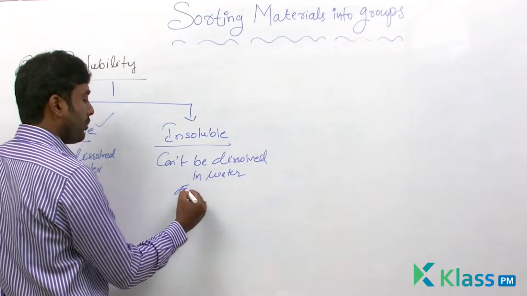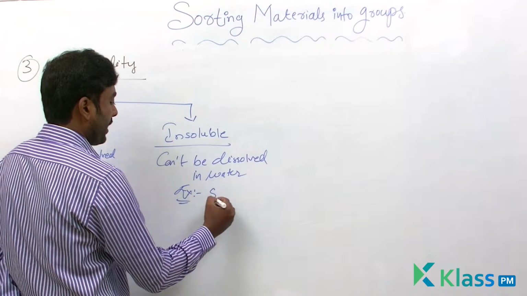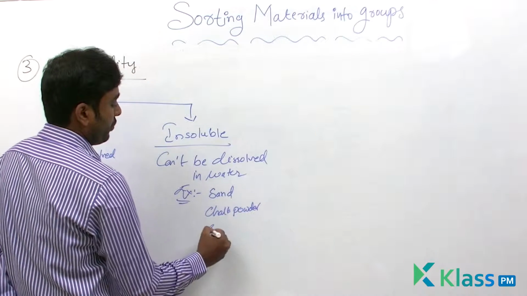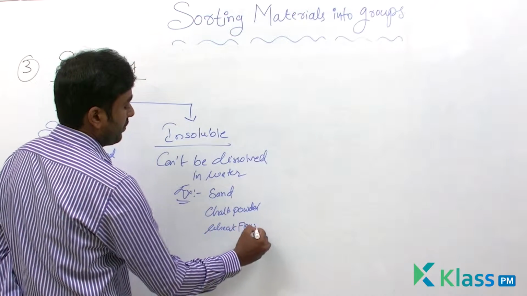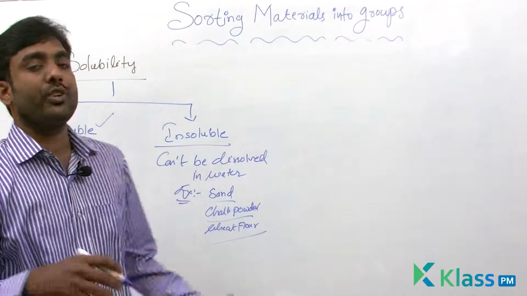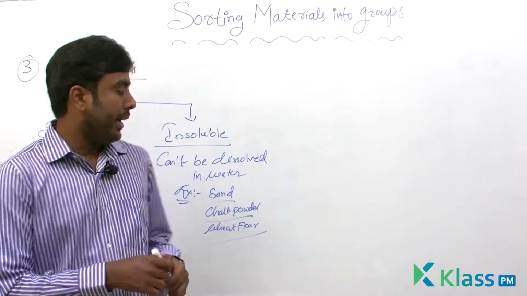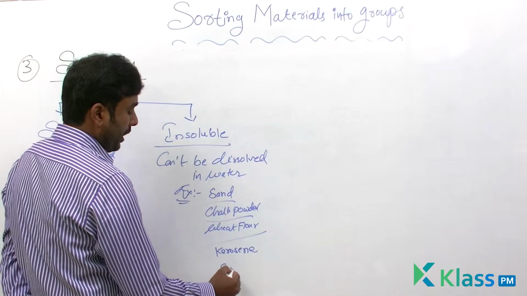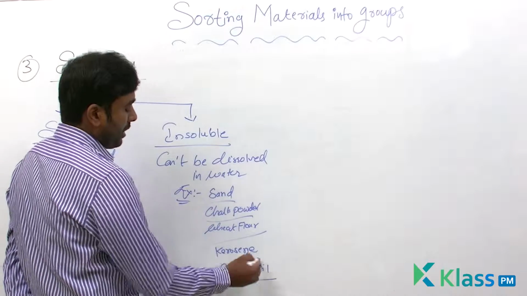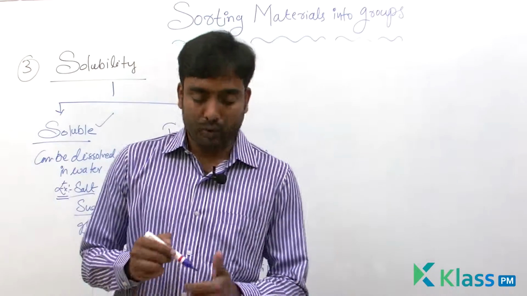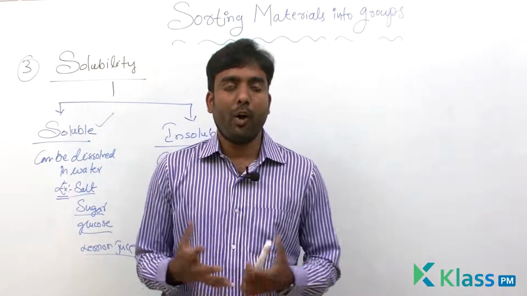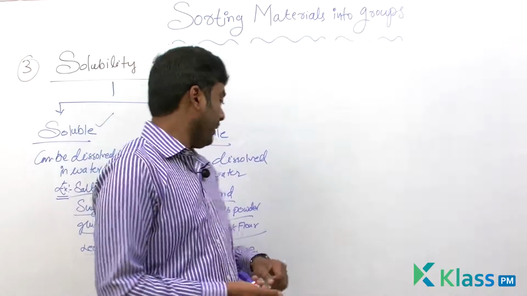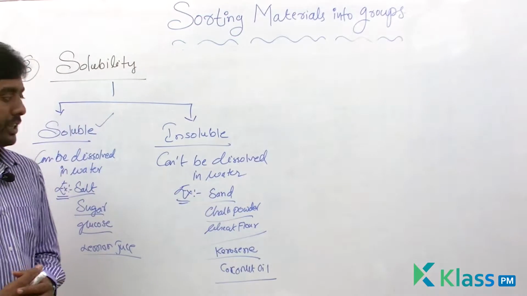For example, for insoluble materials, you take sand, chalk powder, wheat flour. Such substances are insoluble in water. And also you can take kerosene and coconut oil. Like all the oils, mustard oil, coconut oil, sunflower oil, which are not soluble in water, they form a layer over the water. That's why these are insoluble materials for water.